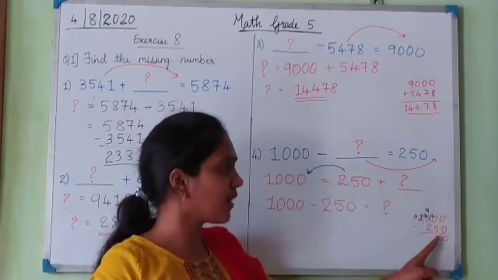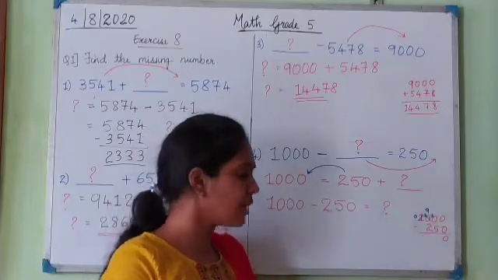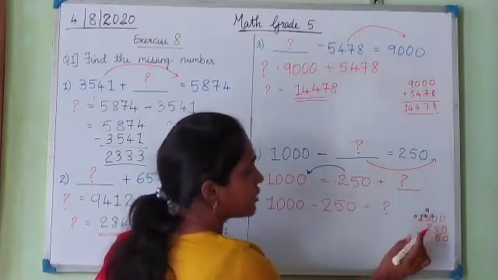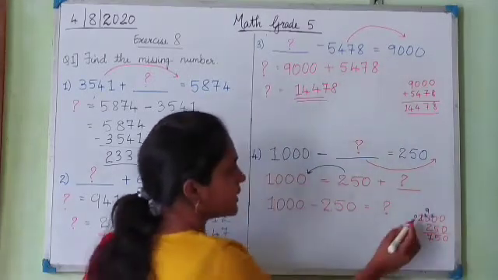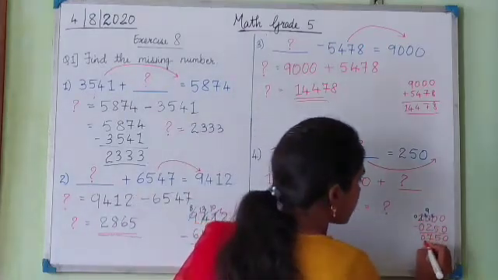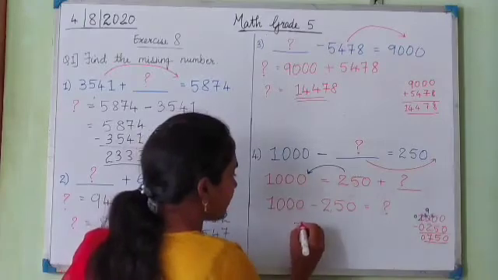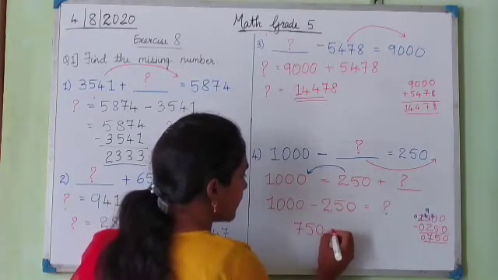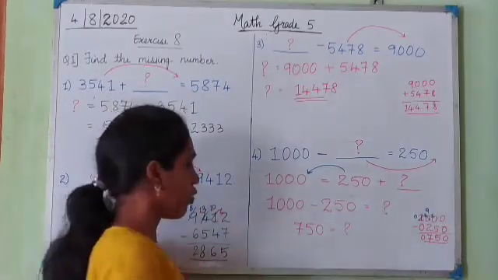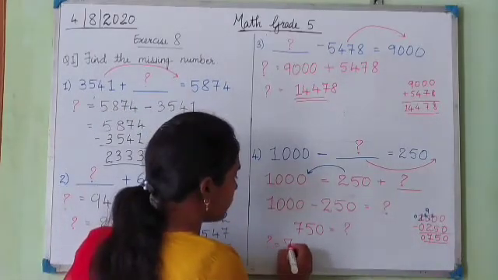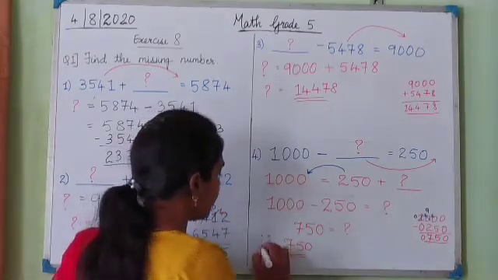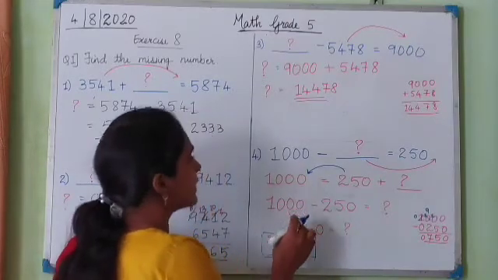So now we can minus 5 from 10. 10 minus 5 is how much? 5. So the answer is 5. And now 9 minus 2 is 7. And 0 minus, here if there is no number, then there is a 0 here. And 0 minus 0 is 0. So the answer is what? 750. So 750 is the missing number. We can write it as 750 is the missing number, or missing number is equal to 750. So the number which we had to find in this case is 750.